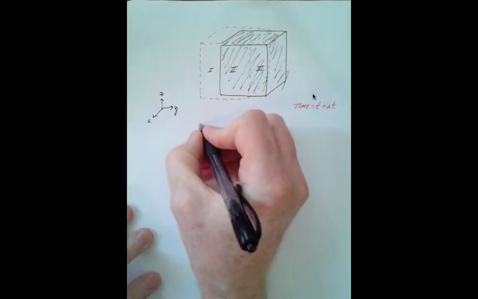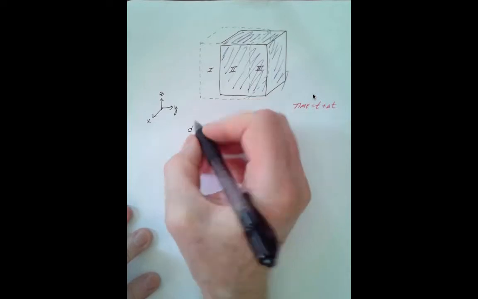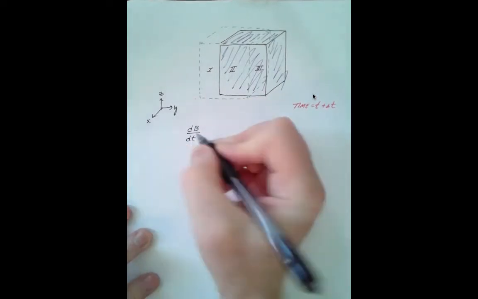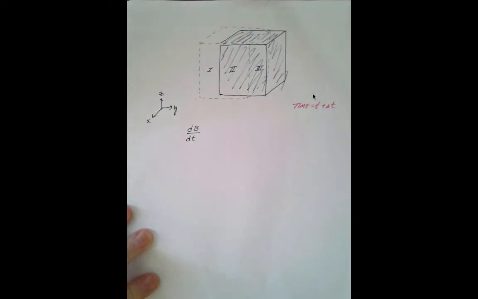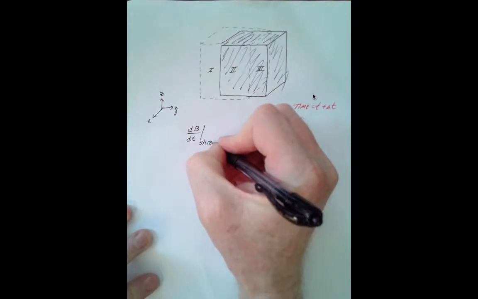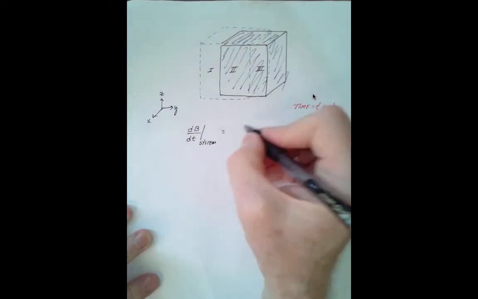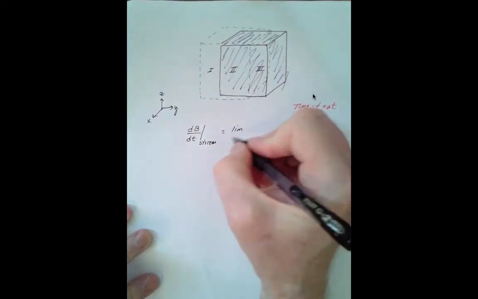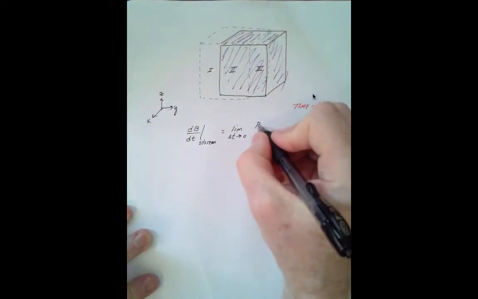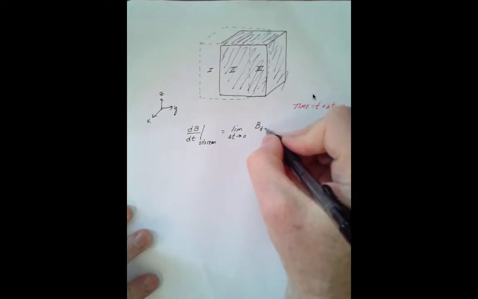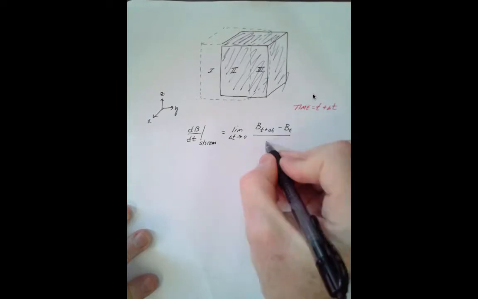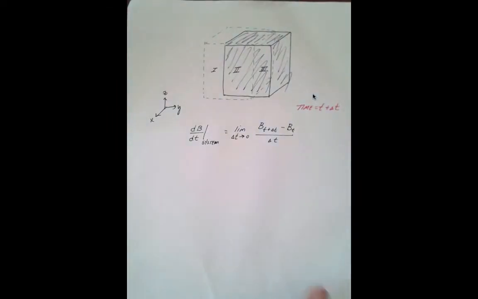So for this control volume, we can write that for this system, the time rate of change of the property B of the system, if we're doing good old calculus, would be the limit as delta t vanishes of B at t plus delta t minus B at t divided by delta t. So that's the fundamental theorem of calculus.